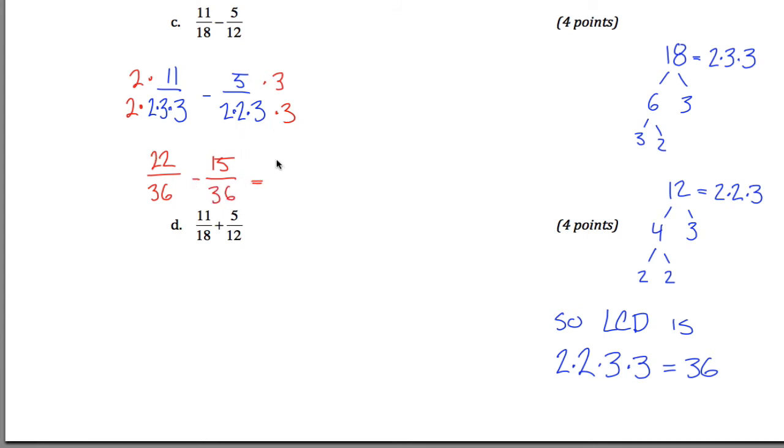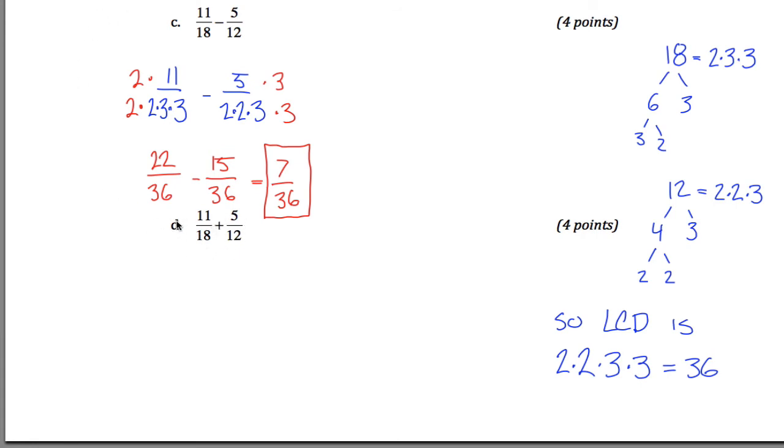22 minus 15 is 7. I have 7 36ths. You should check to make sure that doesn't reduce. In this case it won't, because 36 is just 2 times 2 times 3 times 3. It doesn't have any 7's in it. 7's a prime number. So we can't reduce this fraction at all. We're all done. Adding fractions. This order is kind of weird.